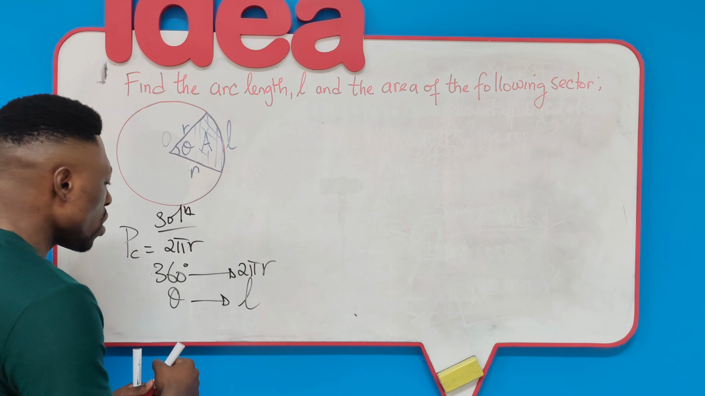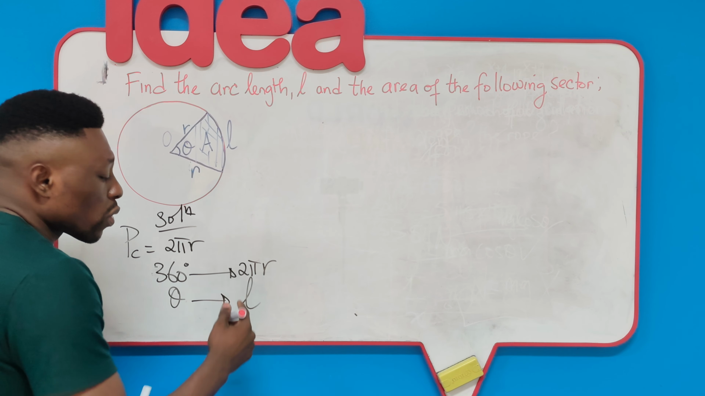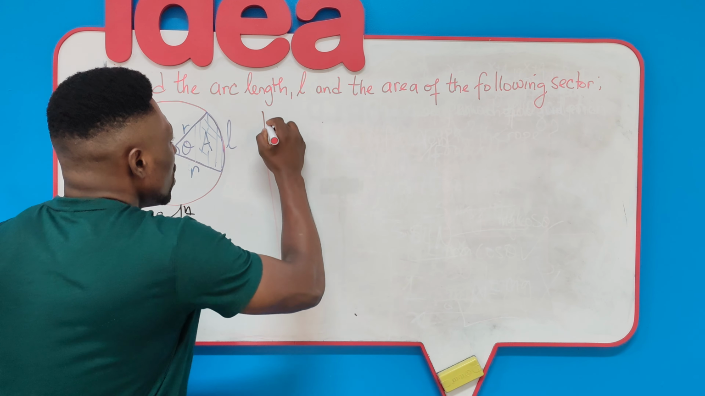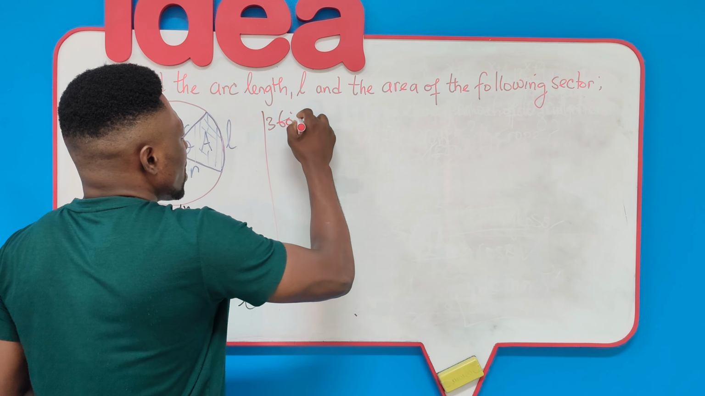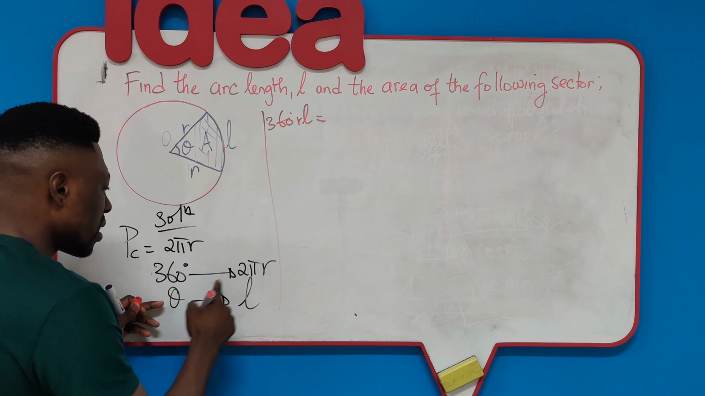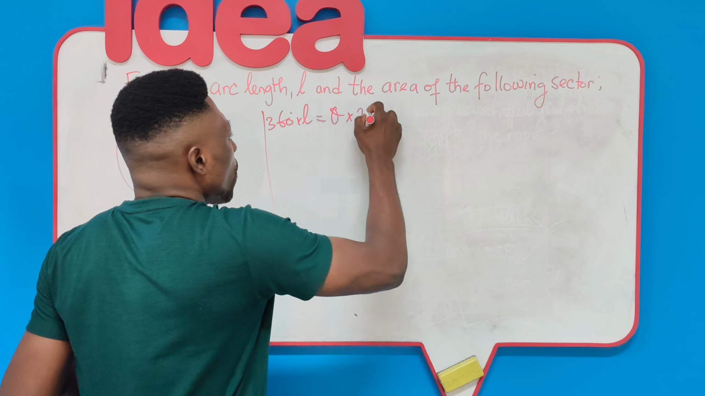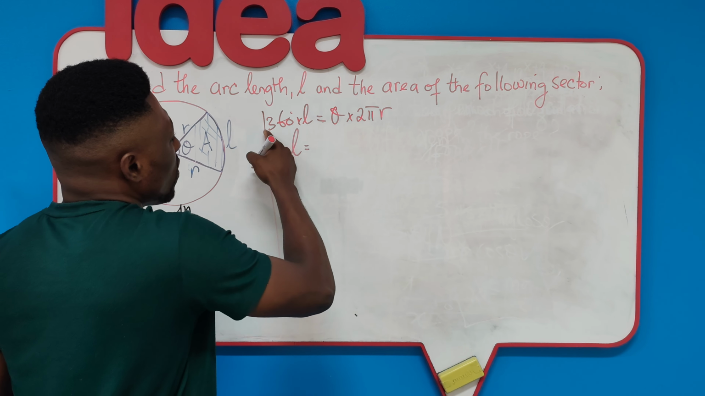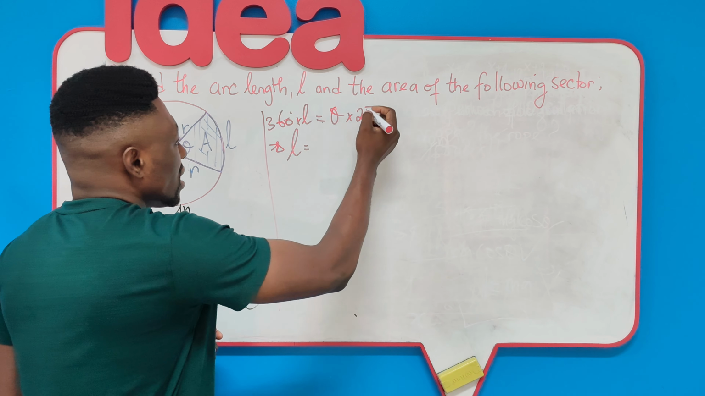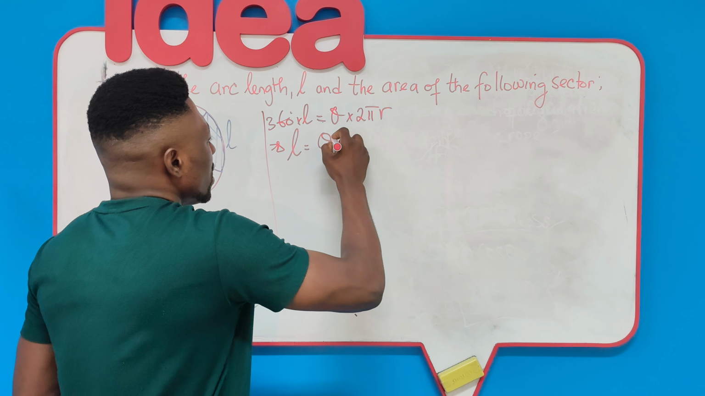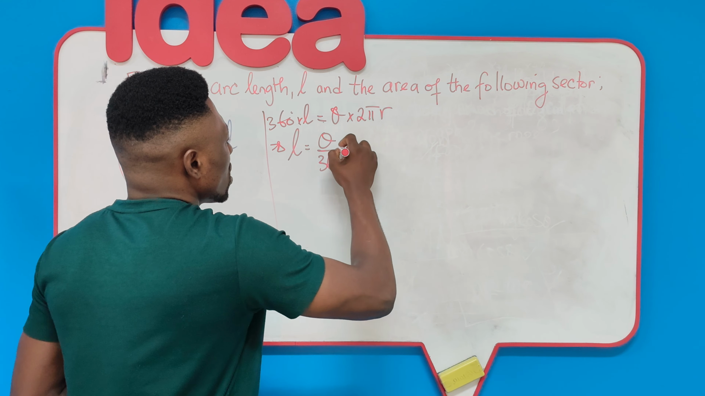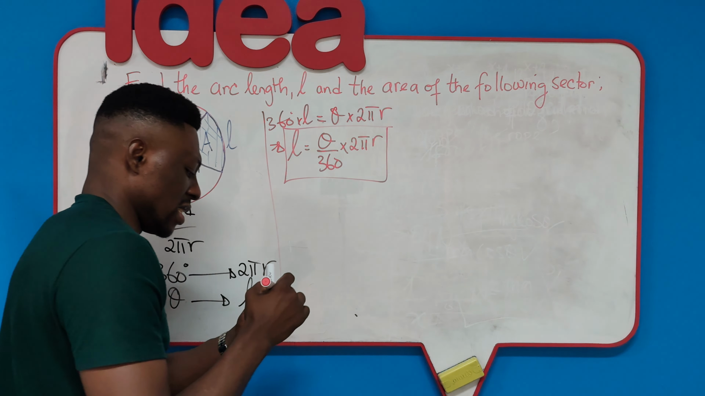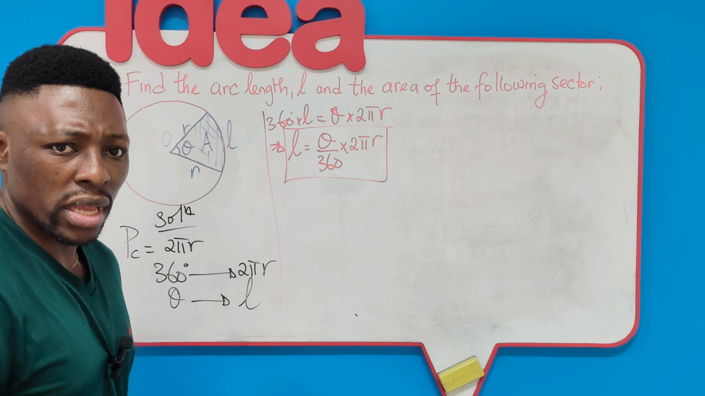Now, according to this rule, we will say that the cross product should be equal. In other words, 360 times L should equal theta times 2 pi r. This therefore means that L can be found by dividing both sides by 360 degrees. So L will be given by theta divided by 360 degrees times 2 pi r. And this is as simple as this. This is the arc length we found already.